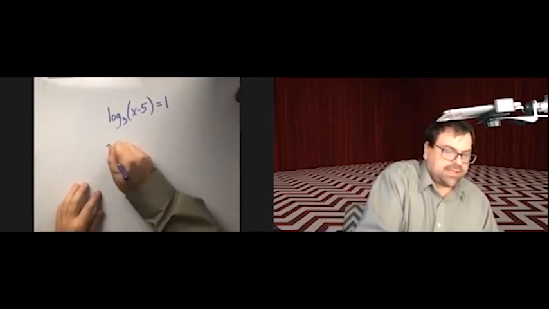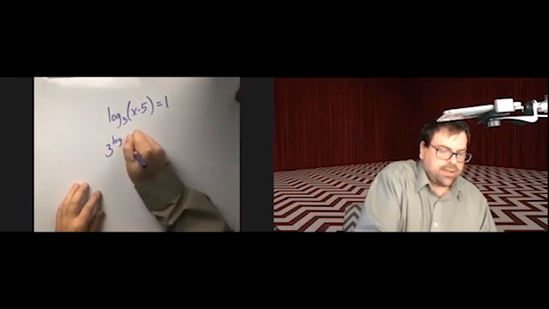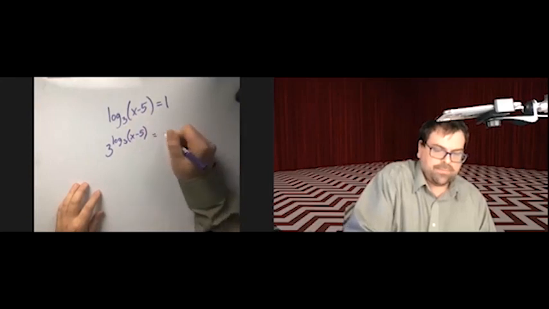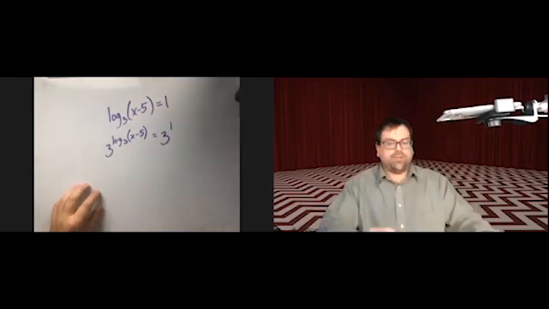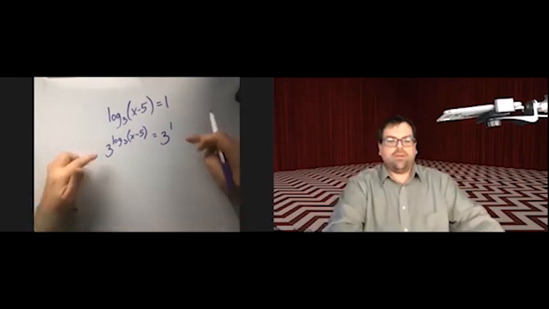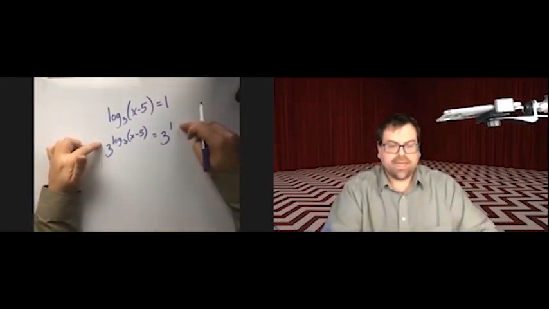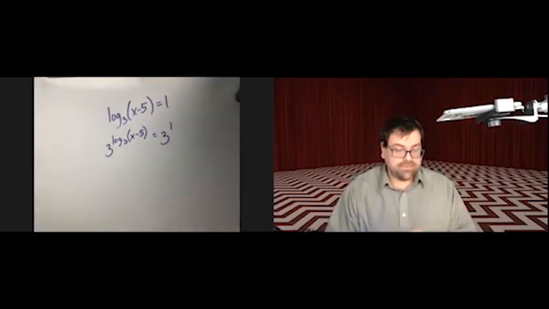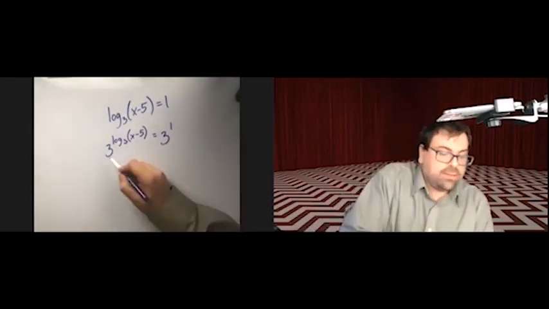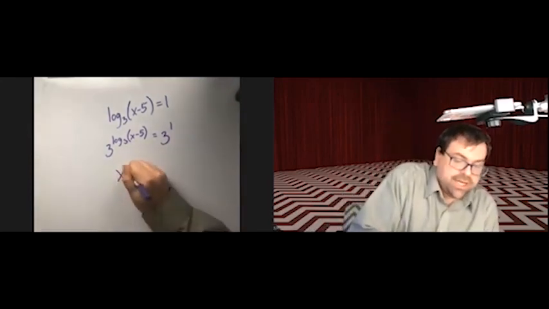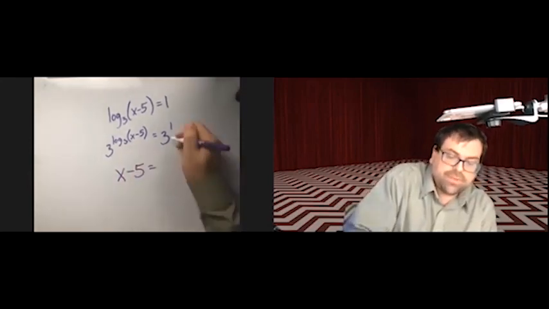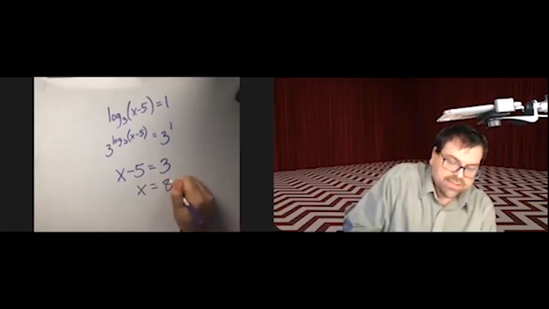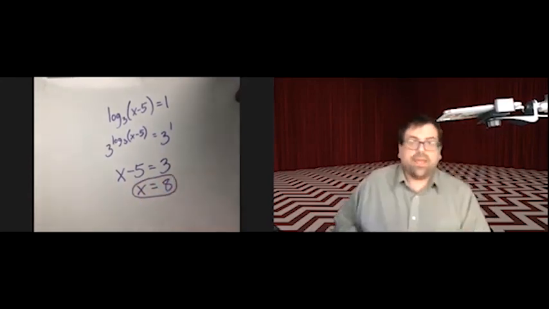I'm going to raise both sides as power of base 3. Which is the reverse of what we did when the x was in the exponent. That's when we took logs of both sides. Now that we want to get rid of a log, we need to make both sides exponents. The base 3's cancel, leaving us with just x minus 5, no longer in an exponent. 3 to the first is 3. Add 5 to both sides, and we get x equals 8.